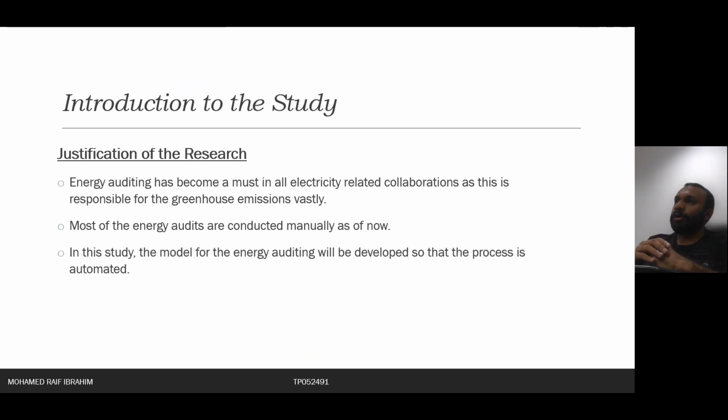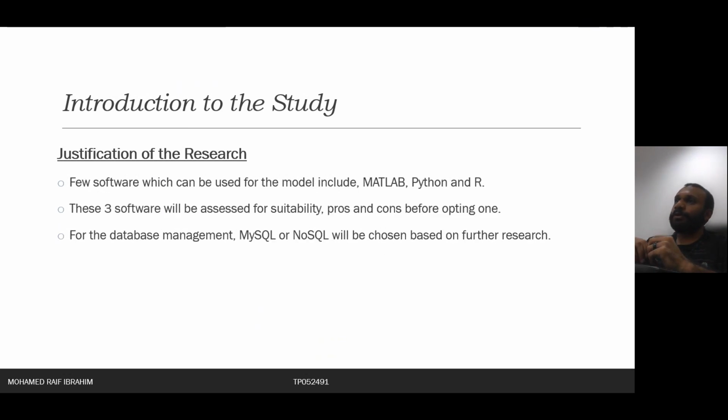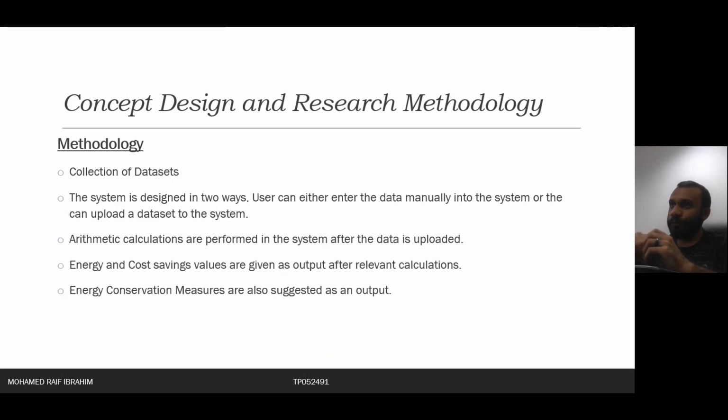Energy auditing has become a must in electricity-related collaborations, as this is responsible for the greenhouse emissions vastly. Most of these energy audits are conducted manually as of now. So in this study, the model of the energy audit will be developed so that the process would be automated. A few software options which can be used for the model include MATLAB, Python, and R. These three will be assessed for sustainability, pros and cons before opting for one. And for the database management, MySQL or NoSQL will be chosen based on further research.